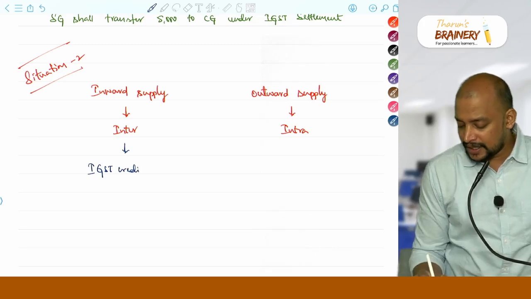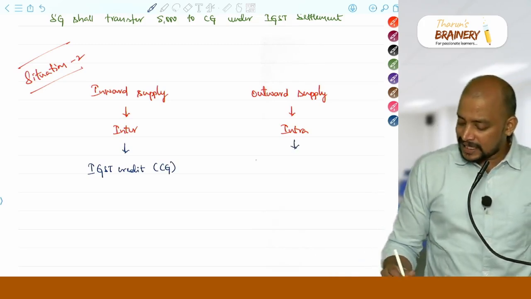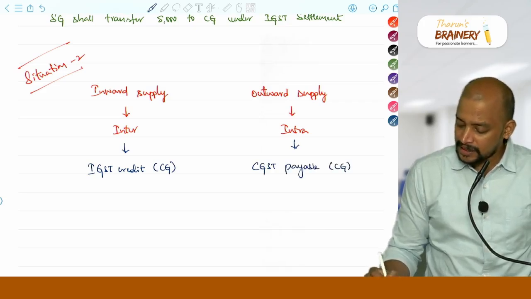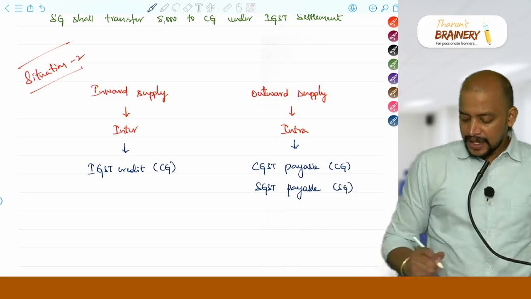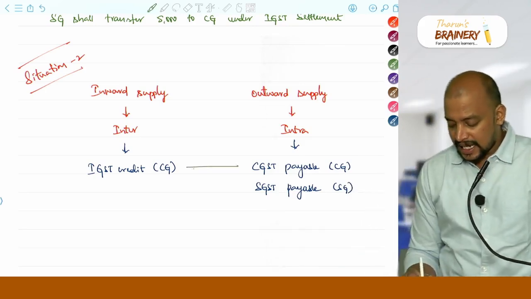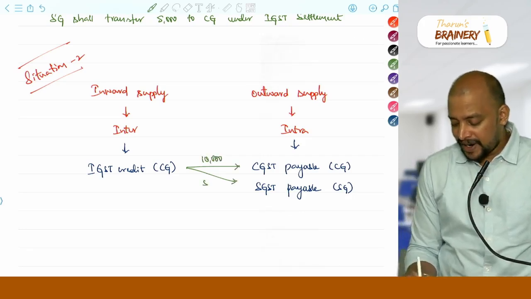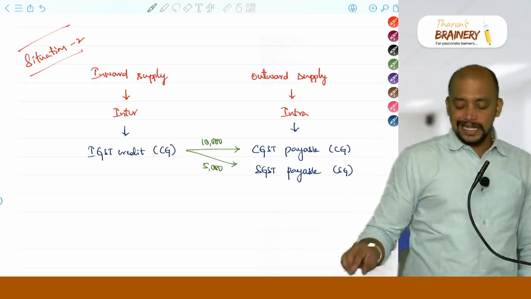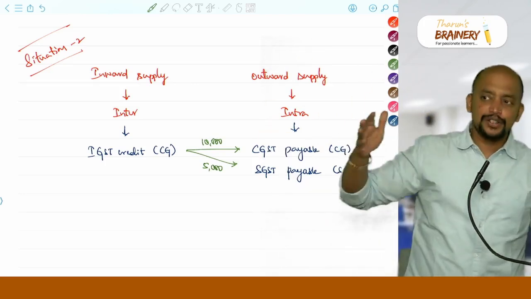When the inward supply is inter, what is the credit that I have? IGST credit, which means this money is with which government? Central government. And when our outward supply is intra, CGST payable to central government and SGST payable to state government. So we can use IGST credit for payment of CGST as well as SGST. Say I am using 10,000 for payment of CGST and 5,000 for payment of SGST. Now in this case, first CGST when I am using, already I need to get 10,000 rupees from central government and I am paying it to central government only, so there is no settlement.